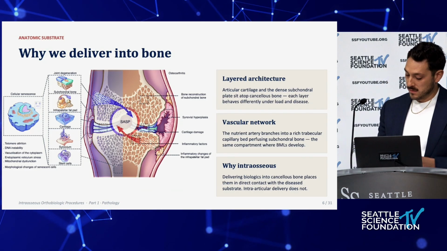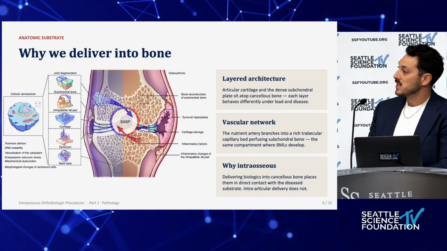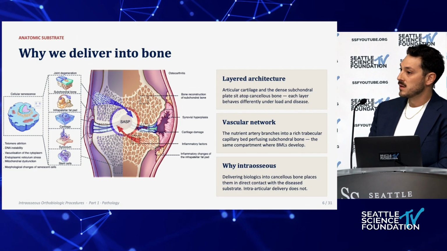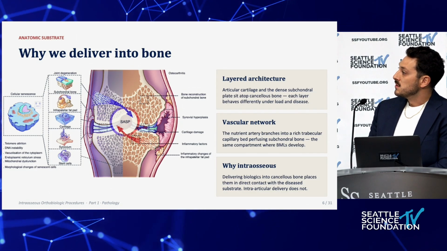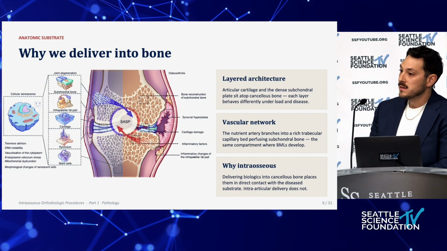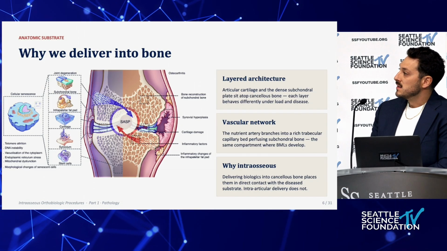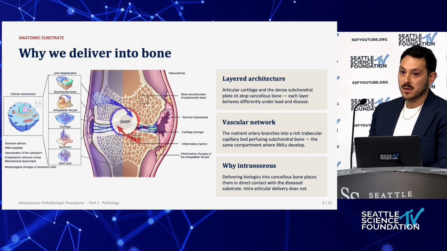Why do we deliver into the bone? The bone is a dense network. You have the cartilage layer, you have the hard cancellous bone, and then underneath it, the trabecular bone. There's a significant capillary bed that perfuses this area, and this is really where the disease starts when we're thinking about arthritis.